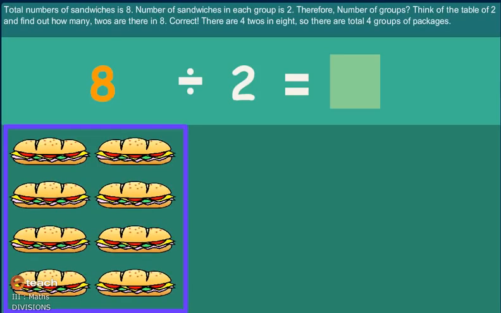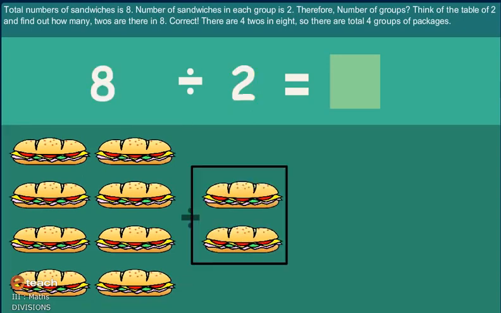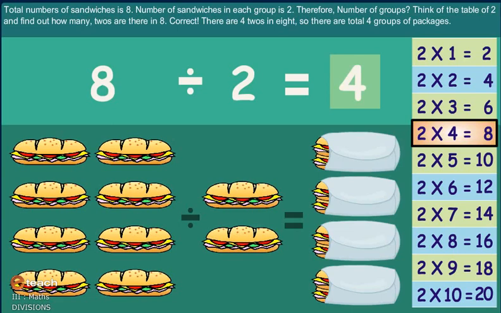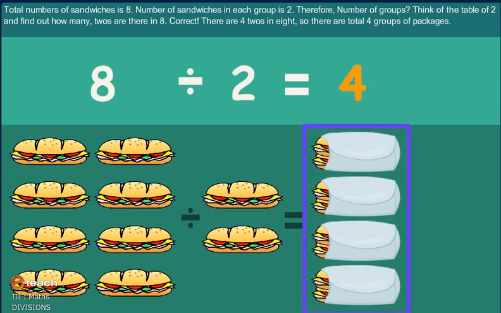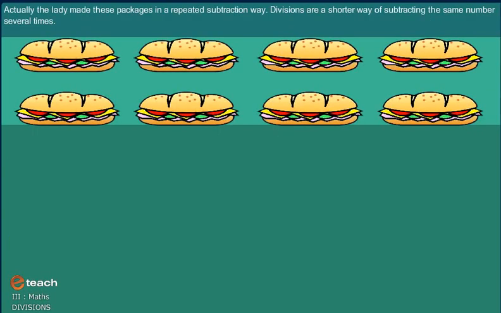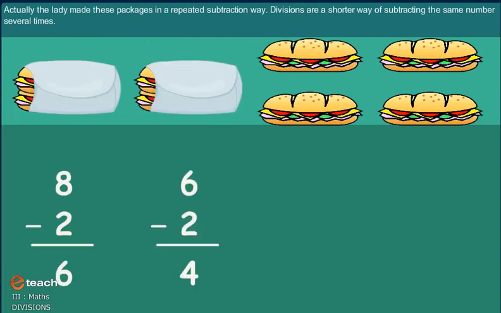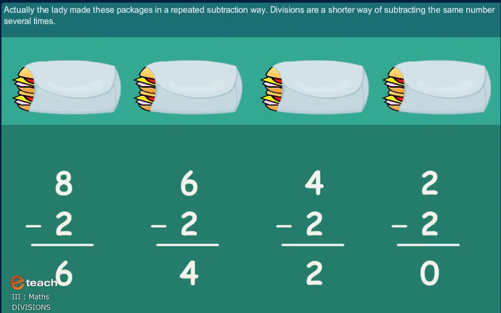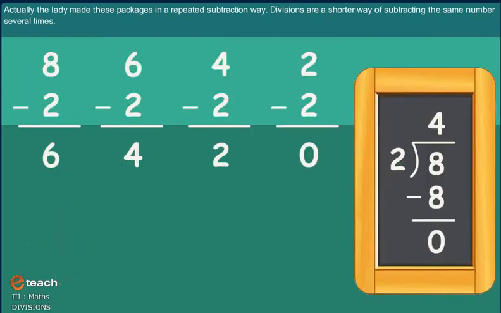Total number of sandwiches. Number of sandwiches in each group. Number of groups. Think of the table of 2 and find how many 2s are there in 8. Correct. There are 4 2s in 8. So, there are a total of 4 groups or packages. Actually, the lady made these packages by repeated subtraction. Division is a short way of subtracting the same number several times.